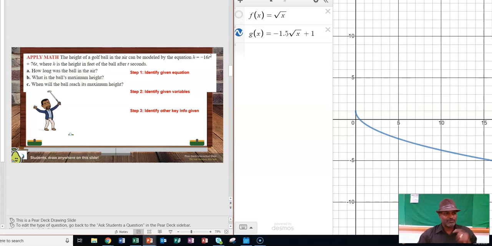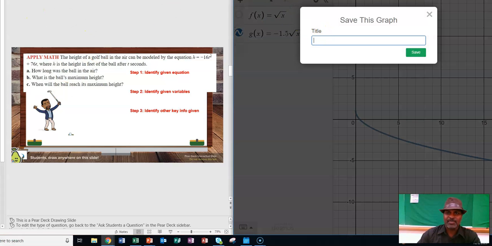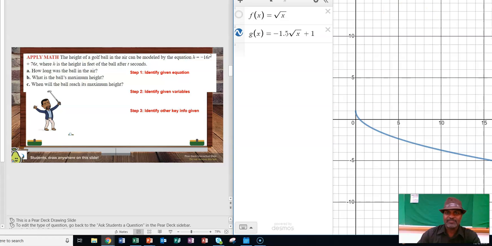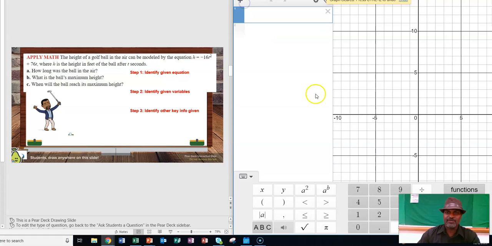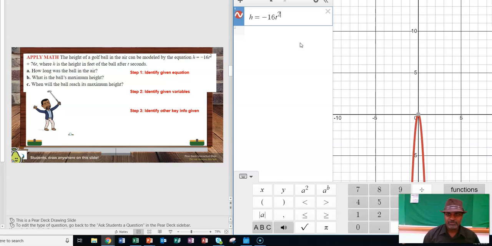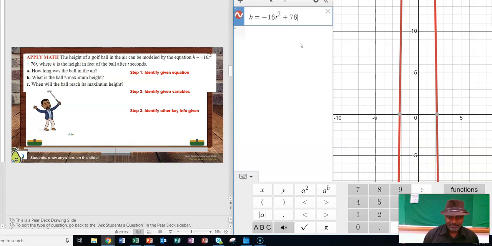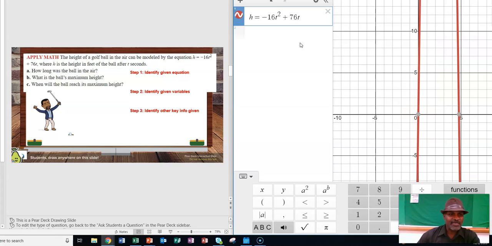Now we went to some applied problems here. Let's see, this is one. All right, I just want to go with another blank. I want to save this. All right, so now the height of a golf ball in the air can be modeled by the equation, and I'm going to type it. h equals -16t squared plus 76t. All right, that's the height of a golf ball.